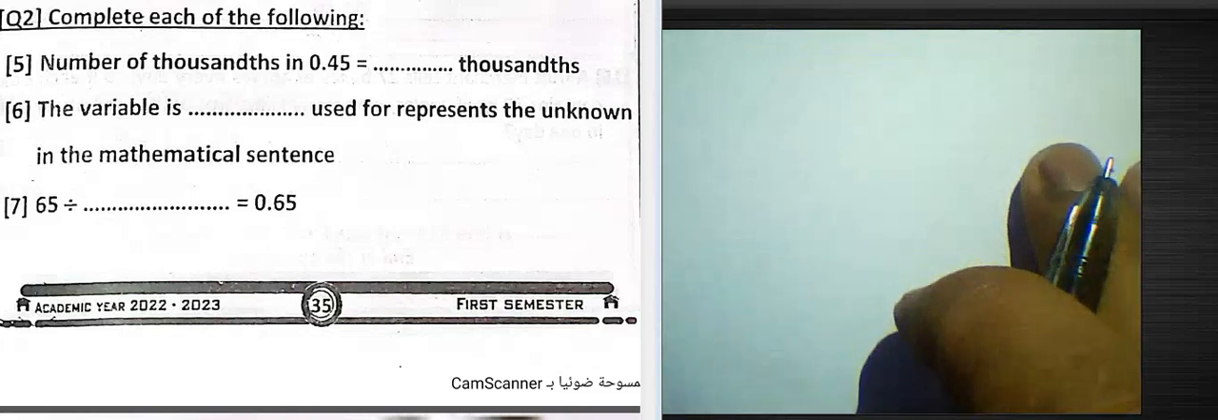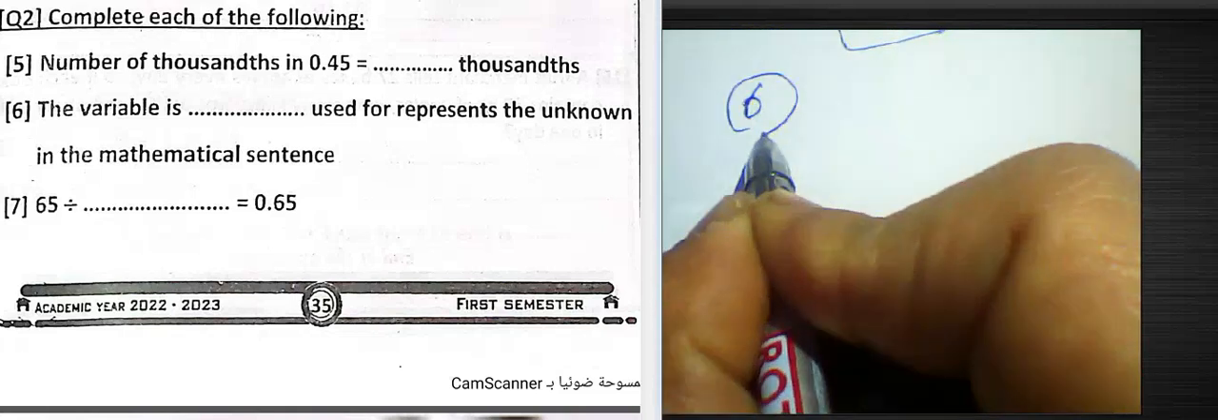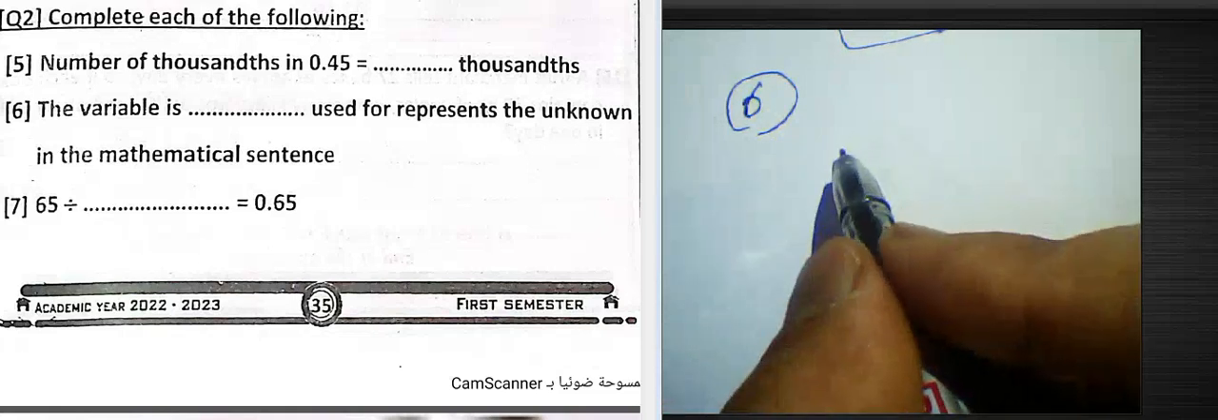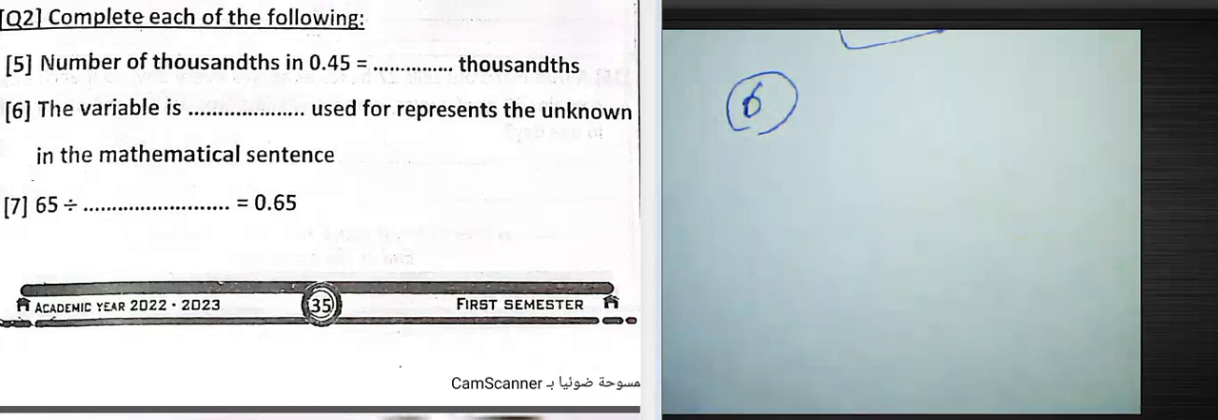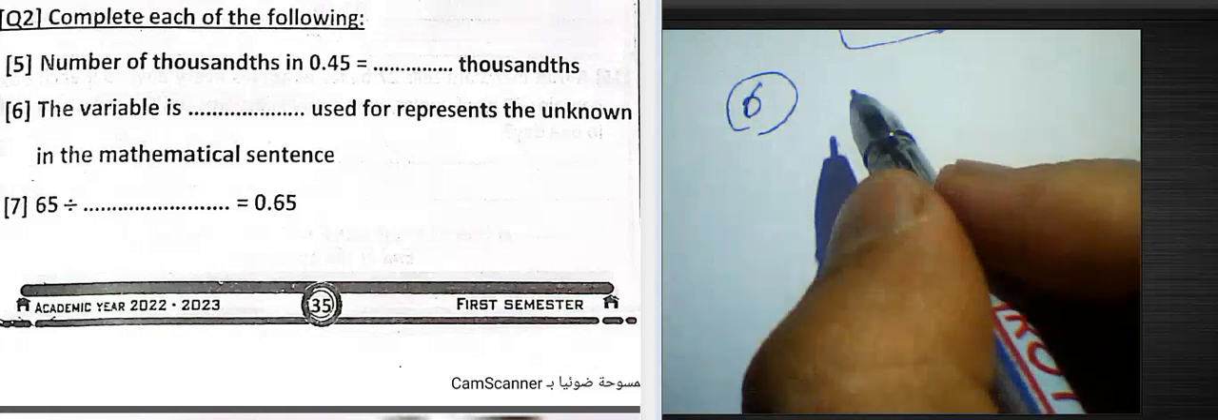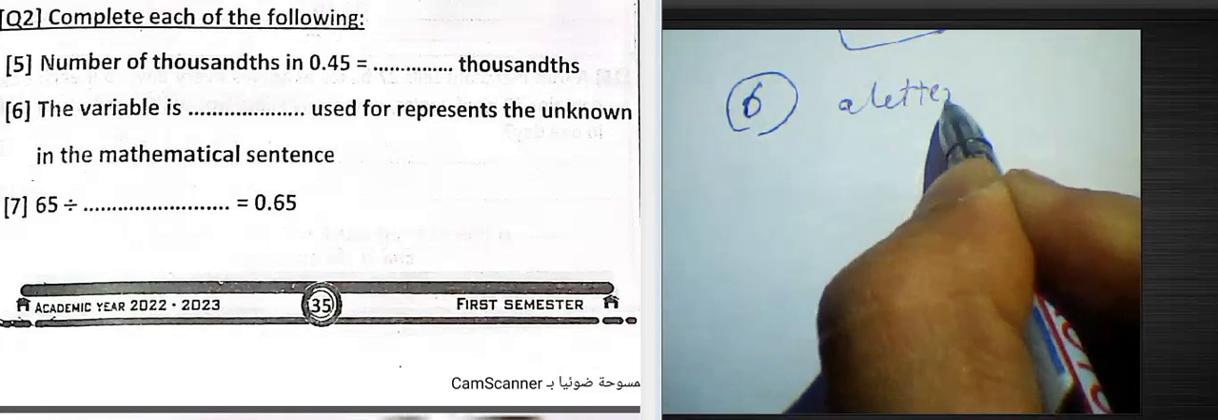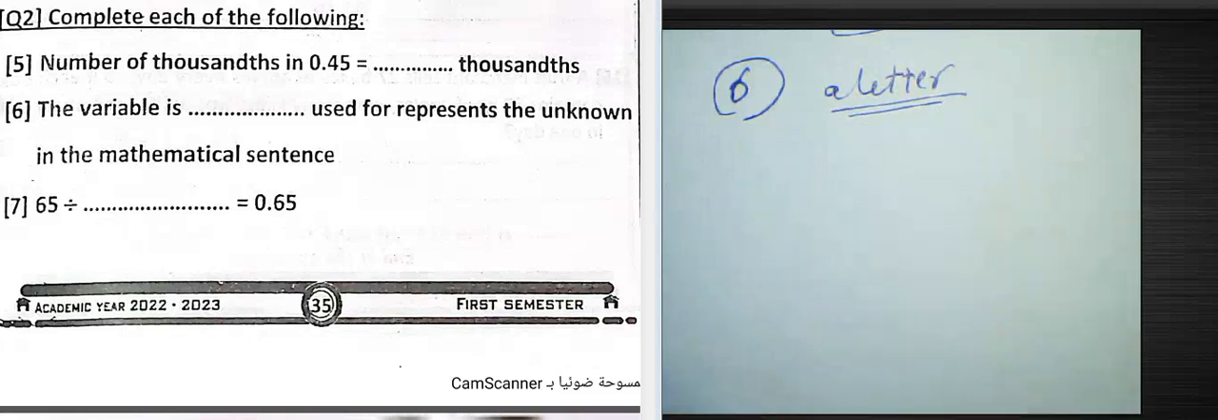Look at question number 6. The variable is a space used to represent the unknown in the mathematical sentence. The variable is a letter. Okay. Variable is a letter used to represent the unknown in the mathematical sentence.